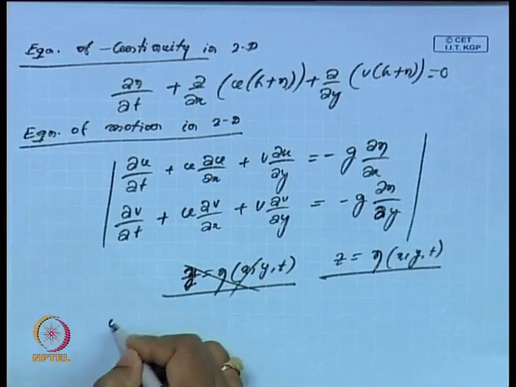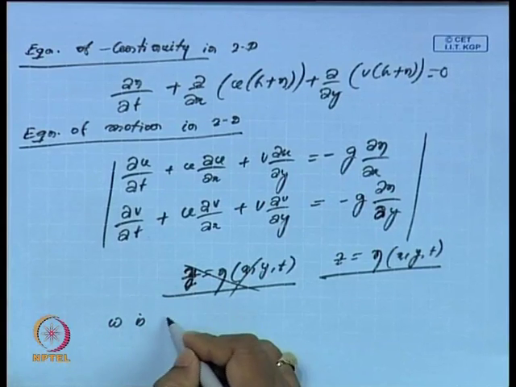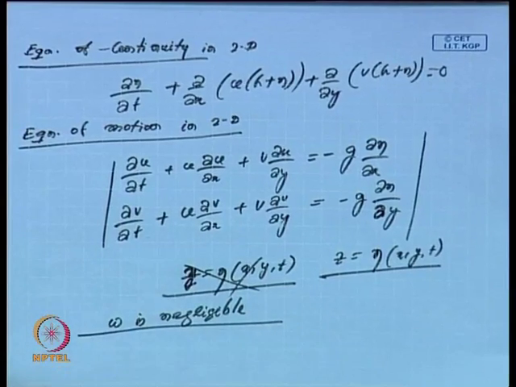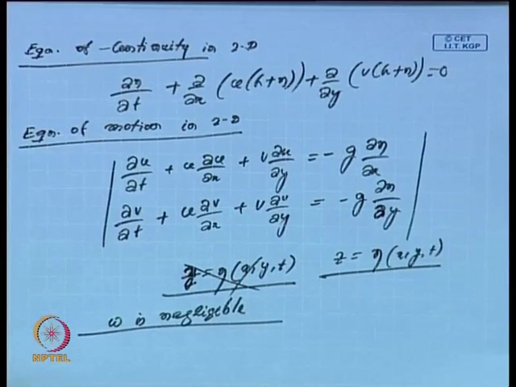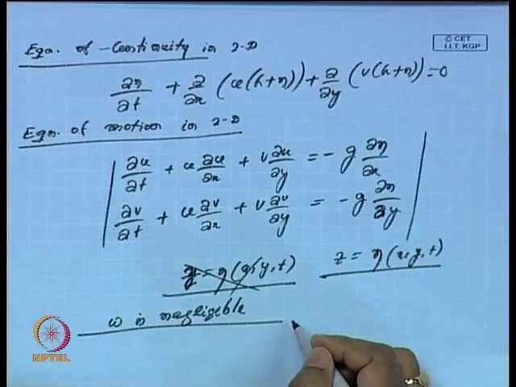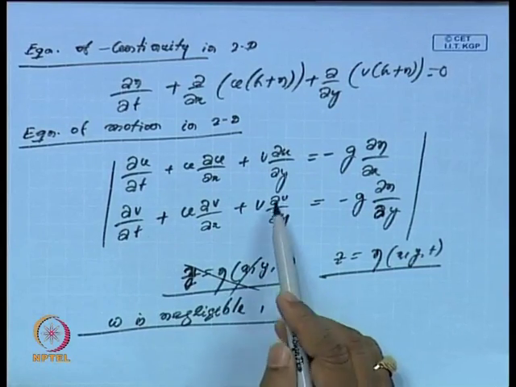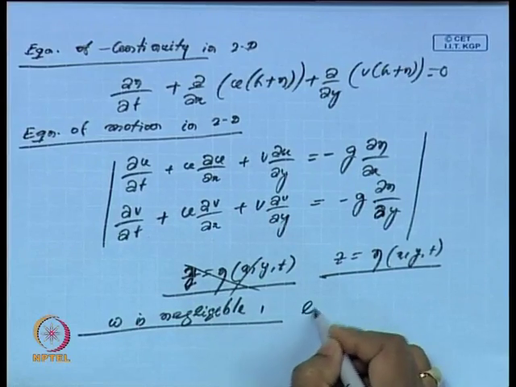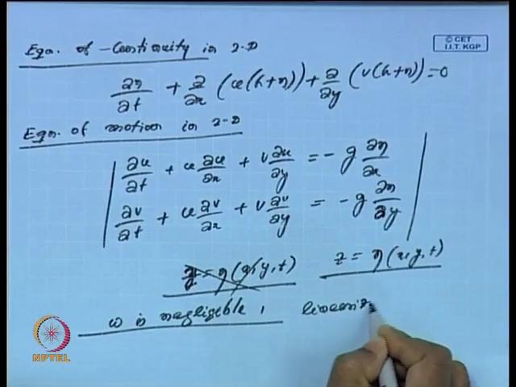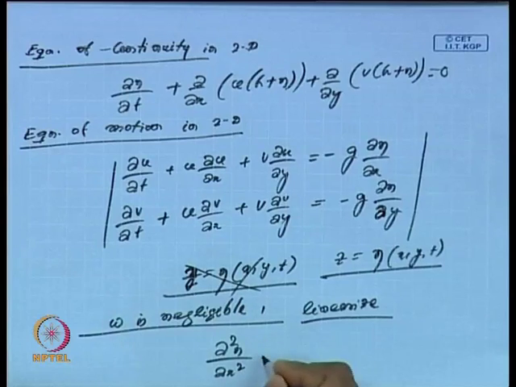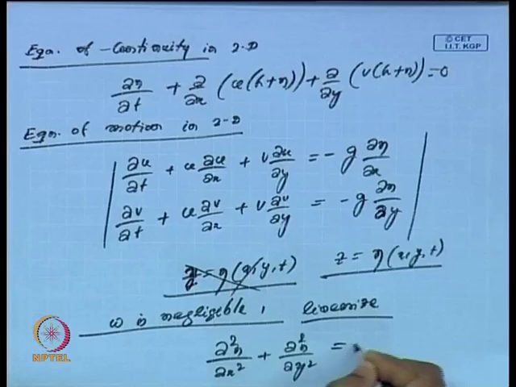In this case we assume w, the vertical component of velocity, is negligible, where u and v are the horizontal components of velocity. From this we can say that if you apply the small amplitude assumption and linearize, then from the equation of continuity and equation of motion we will get del square eta by del x square plus del square eta by del y square, equal to the del square eta by del t square term.